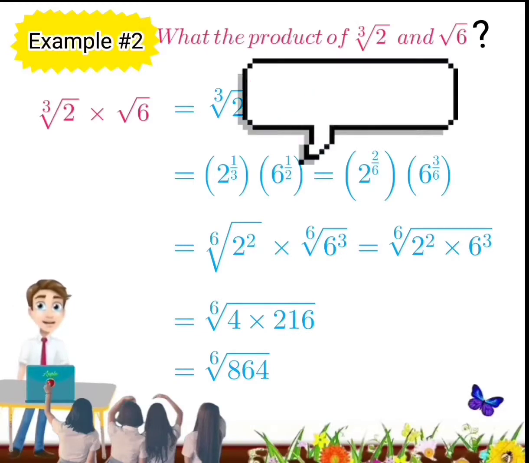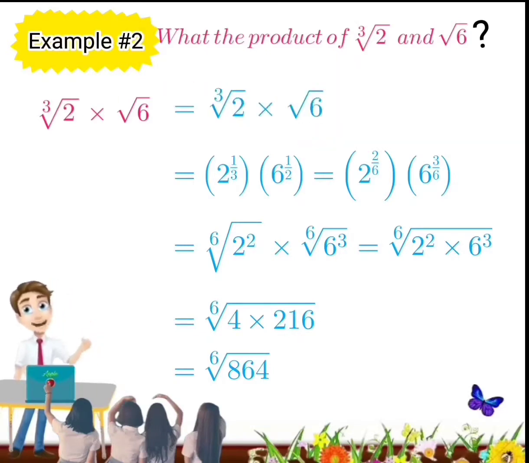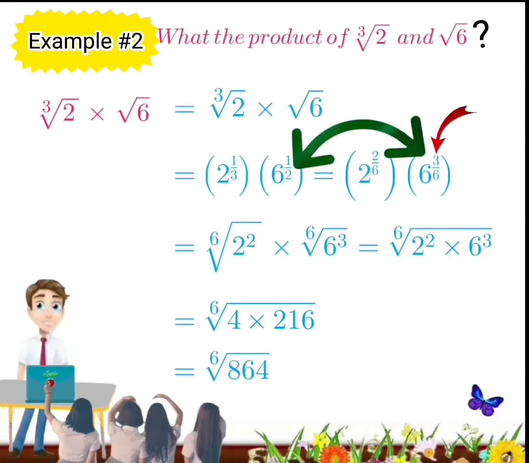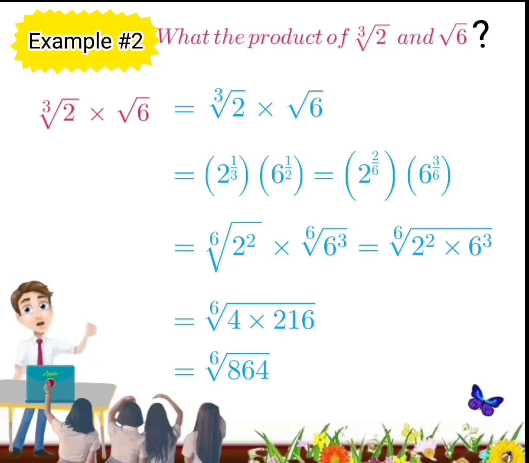So, i-multiply natin siya ng 3 sa numerator and denominator of the exponent. So, therefore, the answer is 3 over 6. And then, saka natin siya i-convert muli sa radical form. So, yung 2 raised to 2 over 6, it is written in the radical form. So, that is equivalent to 6 root of 2 raised to 2.